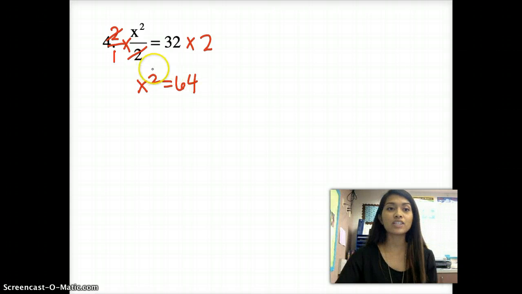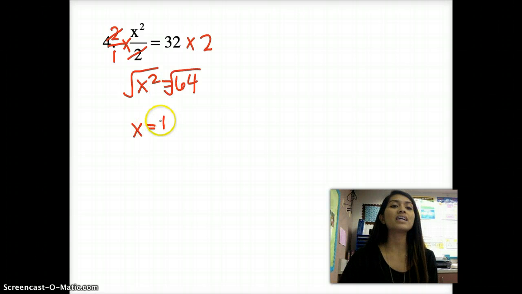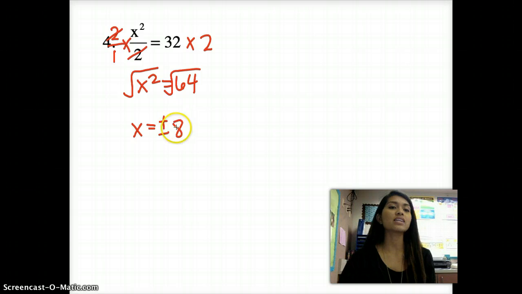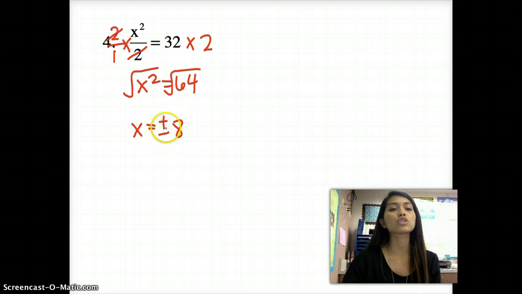I'm not done yet. I still need to take the square root of both sides to isolate x, which is going to leave me with x equals positive and negative 8. Again, please make sure you include both positive and negative answers when you're taking the square root.